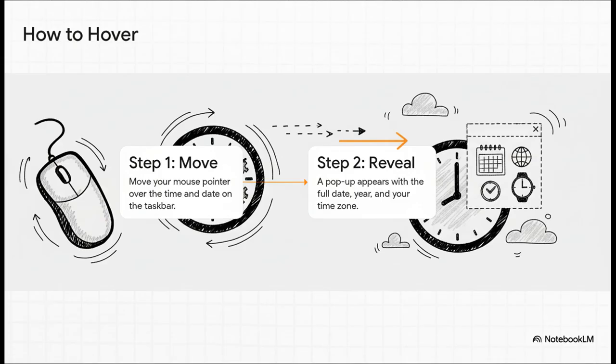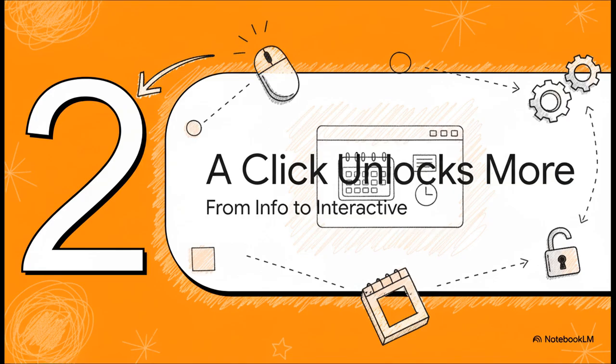Bam! Pretty cool, right? Instantly, you get all this extra detail: the full day of the week, the month spelled out, the year, and your current time zone. That's already way more info than you see at a glance. But that hover, that's just the beginning. The real power is revealed when you take that next step, because a single click unlocks so much more. It transforms that static little piece of information into a whole interactive panel.